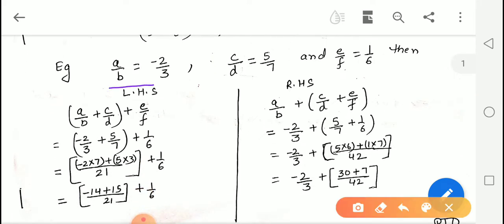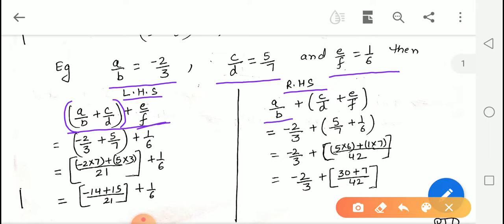Let A upon B be negative 2 upon 3, C upon D be 5 upon 7 and E upon F be 1 upon 6. Now we will make two sides, left hand side and right hand side, in which we will group our rational numbers in two different ways, like this. In this bracket, A upon B is added and the answer of this bracket is added to the third number. And on the right hand side, first we will write the first rational number, then we will add the sum of the second and the third rational number. Now let us put the values.